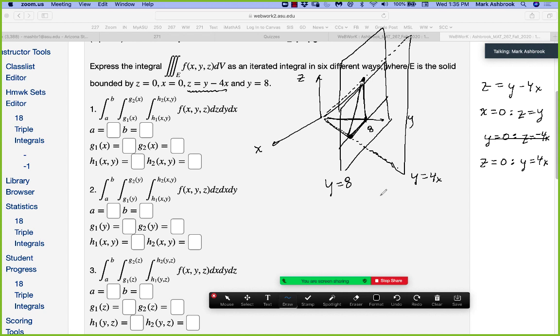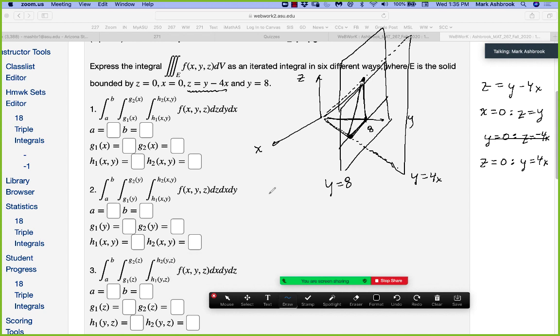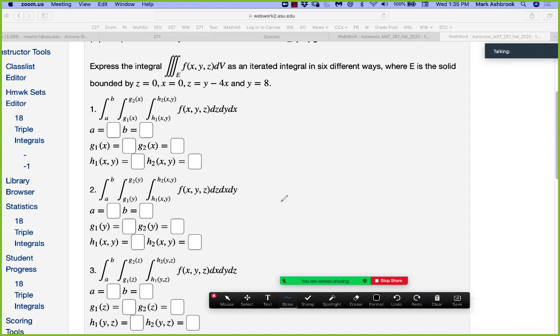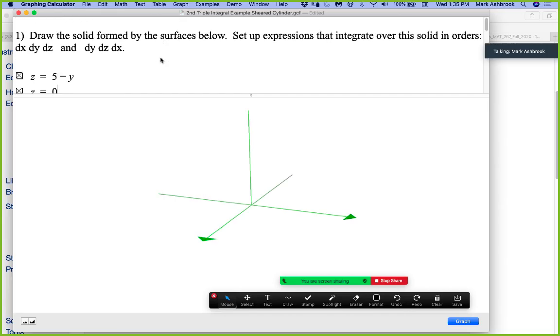So I think the other ones are a little bit more manageable, and you really want to practice sketching these surfaces without technology. See if you can make a sketch of the solid good enough to start writing the limits of integration. Okay, but we got to get to the other example here. So I'm going to get to this one.